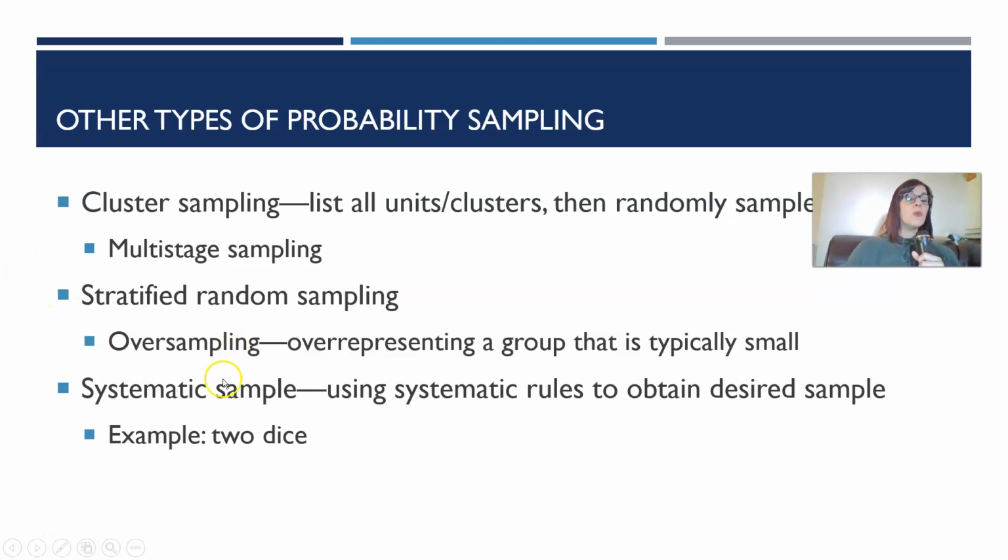I can also do what is called a systematic sample. I can use systematic rules to obtain my desired sample. So let's say that I have 2 different dice. I roll a 5, and for the second dice, I roll a 3. So maybe with the first dice, I start with the 5th name in my list of potential participants. So I start with my 5th name in the population, and I pick off every 3rd person until I have the sample size that I want.